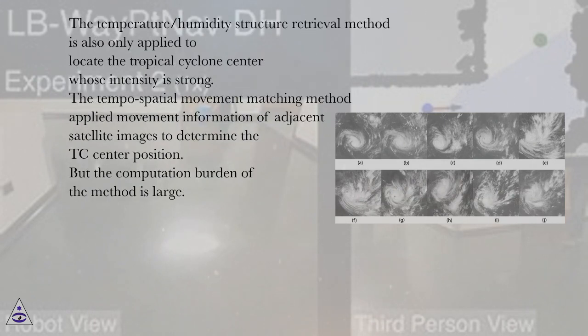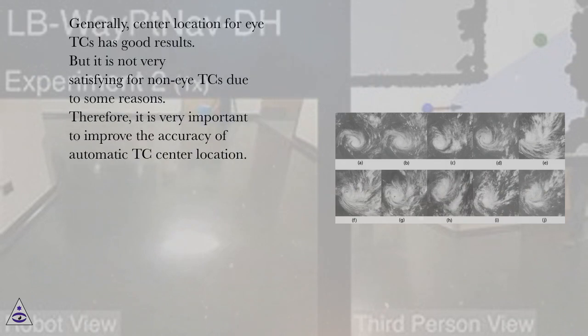The temperature/humidity structure retrieval method is also only applied to locate the tropical cyclone center whose intensity is strong. The tempo-spatial movement matching method applied movement information of adjacent satellite images to determine the TC center position. But the computation burden of the method is large. Generally, center location for ITCs has good results. But it is not very satisfying for non-ITCs due to some reasons. Therefore, it is very important to improve the accuracy of automatic TC center location.